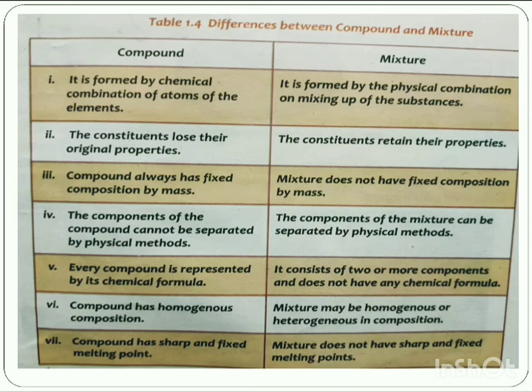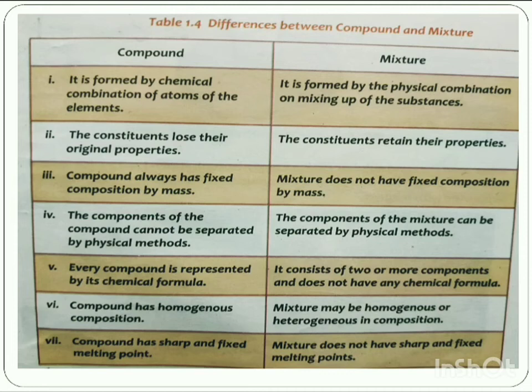So, in the case of compounds, it is formed by chemical combination of atoms of the elements. Means 2 or 3 elements are combined by a chemical bond. A chemical bond is present between them. While in the case of mixture, it is formed by physical combination or mixing up of the substances. Means they can be mixed by hands, by stirring, any physical means. But in a compound, a chemical bond is involved and then a compound is formed. 2 elements are combined by a chemical bond.